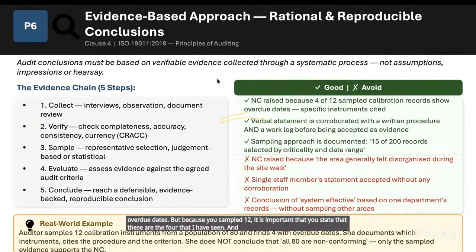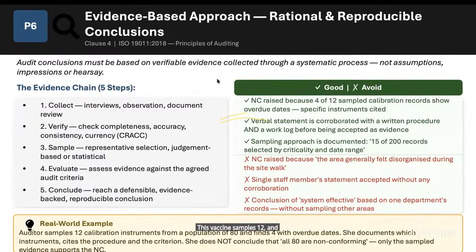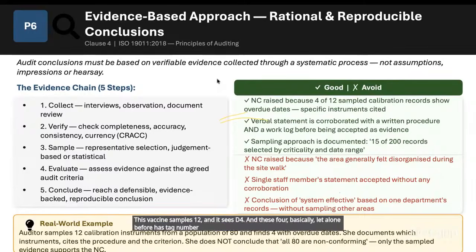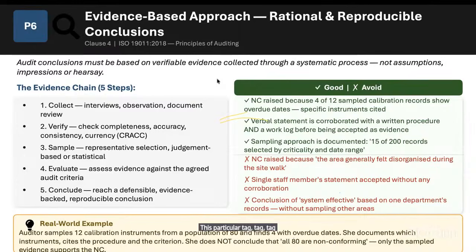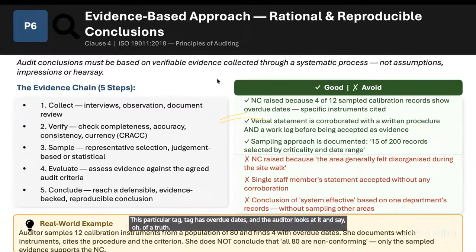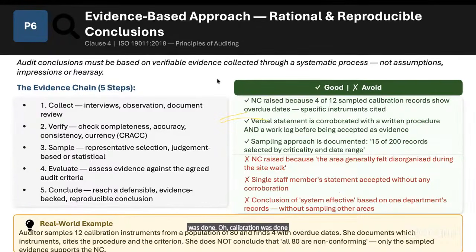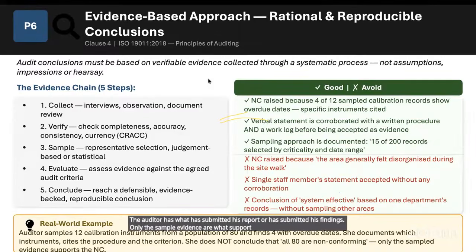And when a new auditor comes and sees that this person sampled 12 and found the 4, let us assume the 4 have tag numbers. This particular tag has an overdue date. The auditor looks at it and says, oh, of a truth, this one is overdue. This calibration has not been done. Or maybe the calibration was done after the auditor submitted his report or his finding. Only the sampled evidence supports the NC.